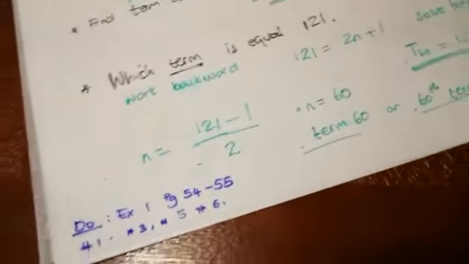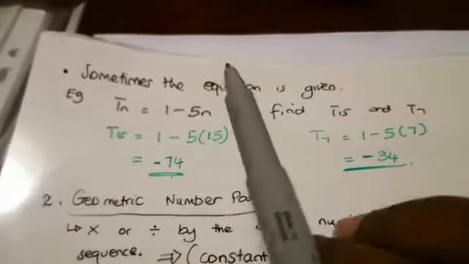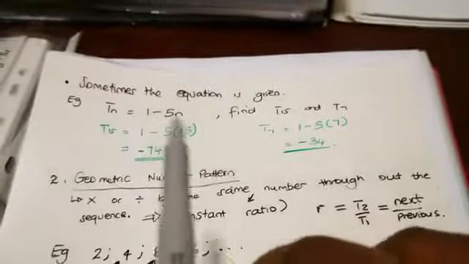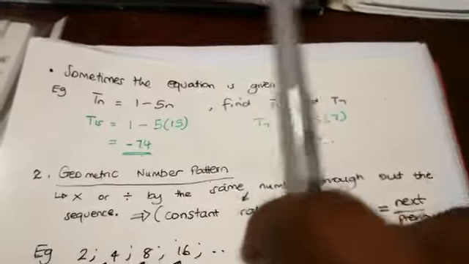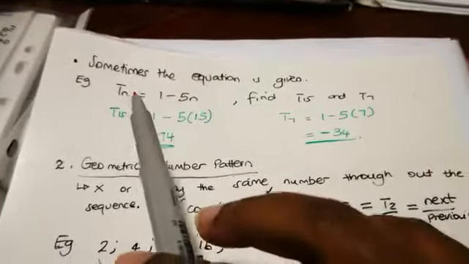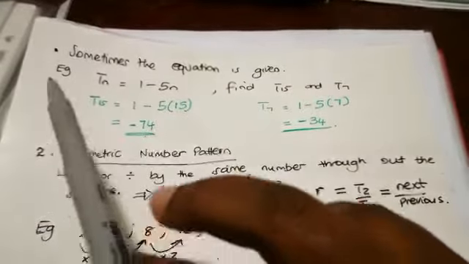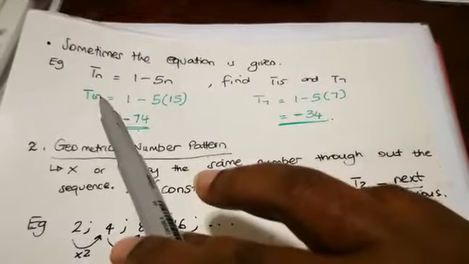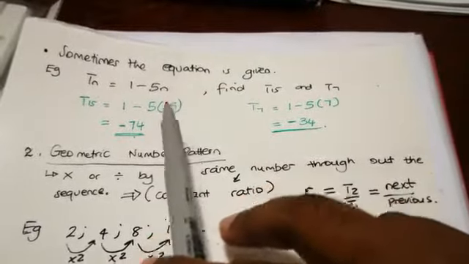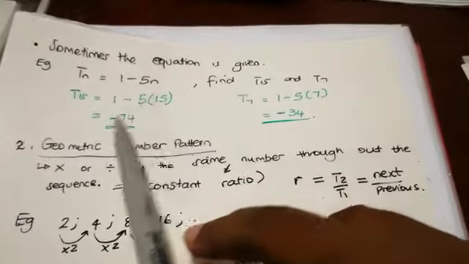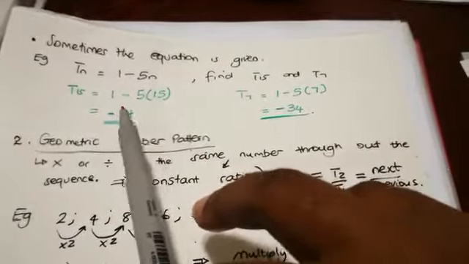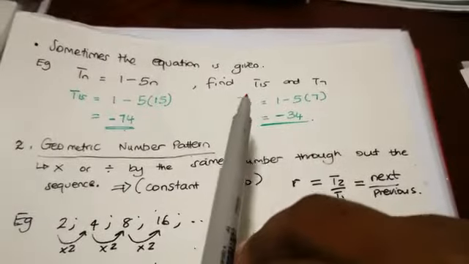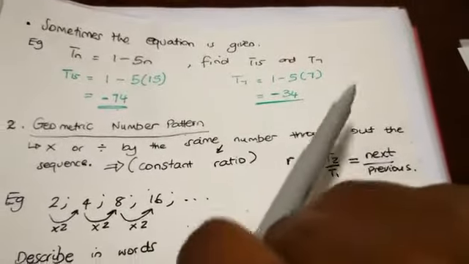Sometimes this is the work that you will do. I just want to highlight that sometimes the equation can be given, and then you can be asked to find T15 or T7 in the given equation. So this equation has already been established for you, and all you do is just substitute. In the place of n, you put 15. Again, in the place of n here in a bracket, you put 15, and then T15 is going to be negative 74. And then T7 is going to be negative 34.